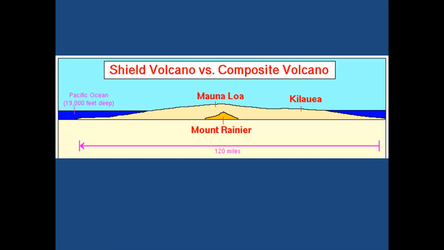Although composite volcanoes may seem really large, like Mount Rainier, they are in fact much smaller than the largest shield volcanoes. This comparison shows the relative sizes of Mount Rainier, a seemingly really large composite volcano that looms over the city of Seattle, and Mauna Loa, a very large shield volcano found on the Big Island of Hawaii. And you can see that Mauna Loa is many times larger both in height and in width than Mount Rainier.